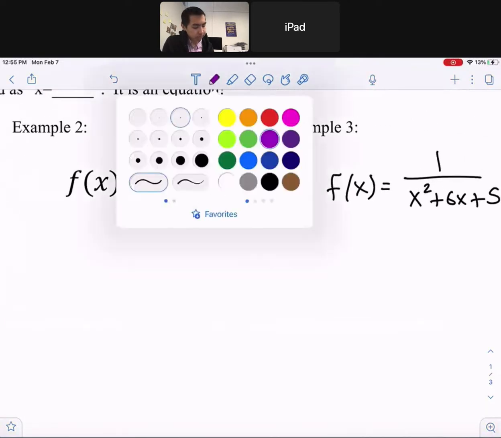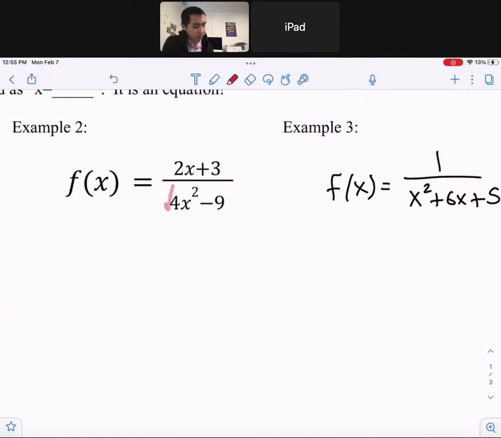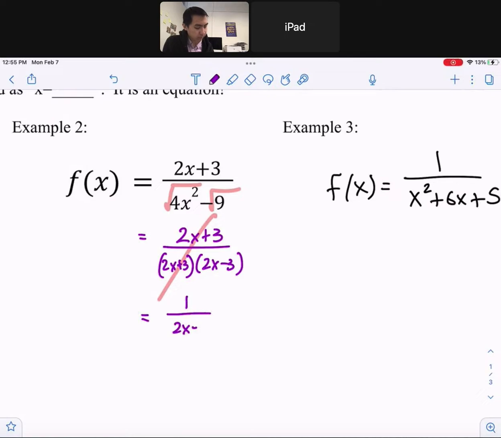For example 2, factor out everything. There's only one thing I see we need to factor, which is the difference of squares: 2x plus 3 times 2x minus 3. Both of these cancel, so you just have 1 over 2x minus 3. We factored, canceled something, and then set the denominator equal to 0. Add the 3 over, and then divide by 2. x equals 3 over 2.